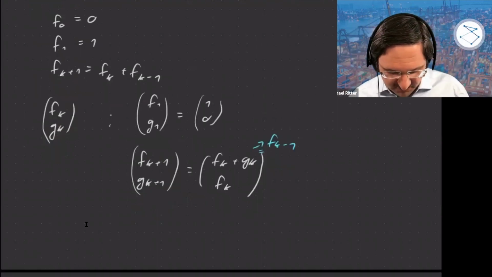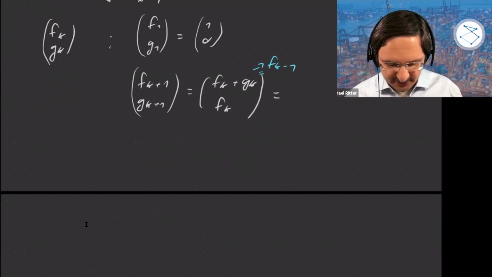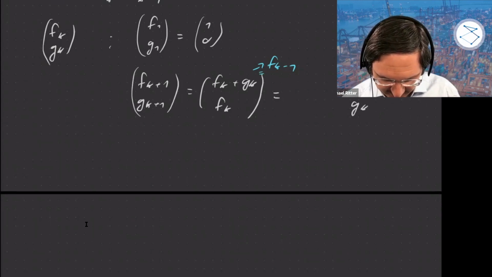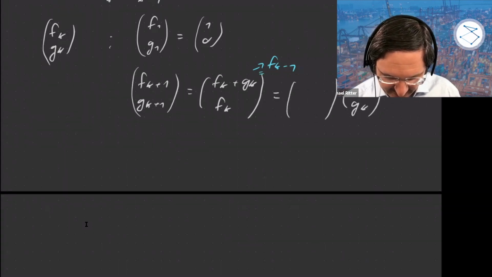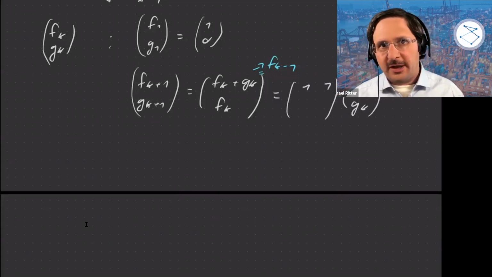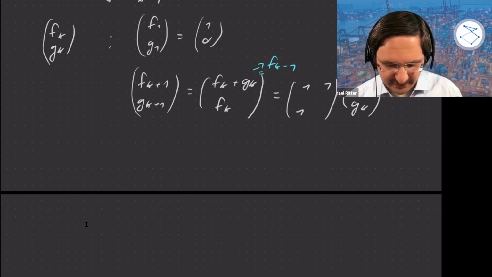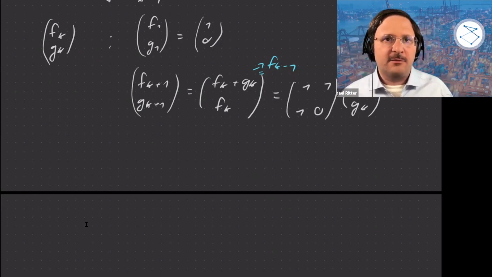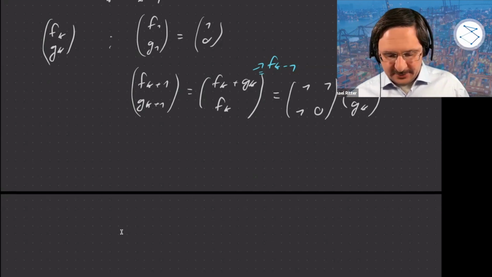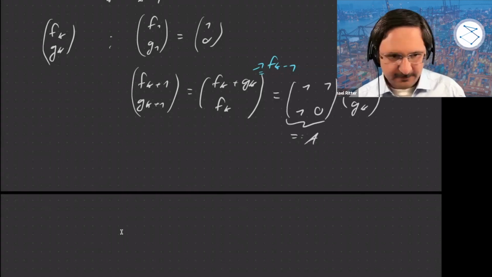And that can neatly be written down as a matrix-vector equation if you just use the following matrix. So we need to multiply a matrix with (f_k, g_k). The first row would then be 1, 1, giving f_k plus g_k, and the second row would be 1, 0, just f_k, no g_k. And this is what we call the matrix A.